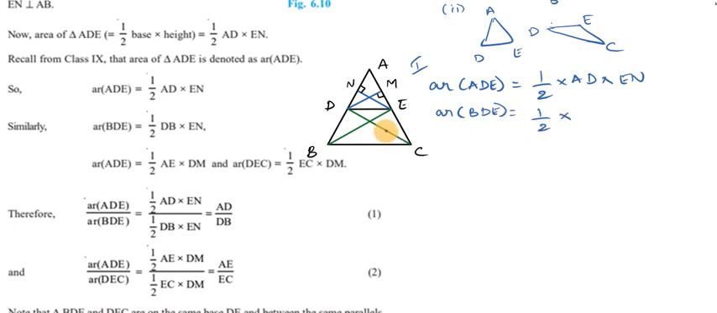I have just redrawn the triangle here. First, as we said, the area of triangle ADE. I am taking this side as the base, so half into AD into my height, which is EN. So this is my first comparison. And then the area of triangle BDE, which will be half into base, which is going to be BD.